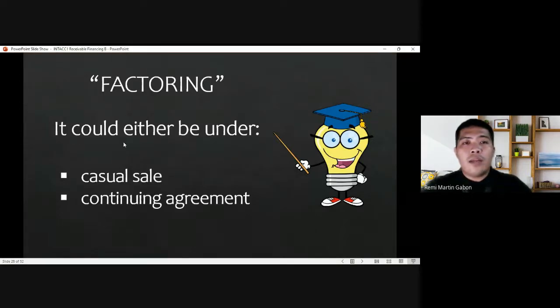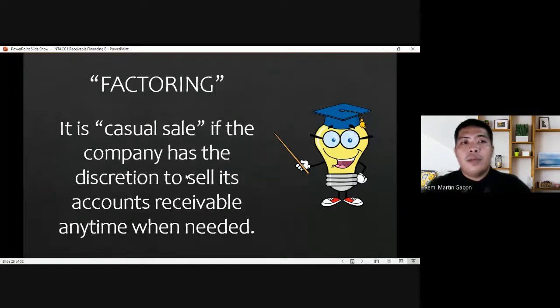So factoring could either be under casual sale or continuing agreement. When do we say that factoring transaction is considered a casual sale of accounts receivable or continuing agreement sale of accounts receivable? So we start with casual sale. It is a casual sale if the company has the discretion to sell its accounts receivable anytime when needed. Which means it is the discretion of the company to whether or not sell the accounts receivable.